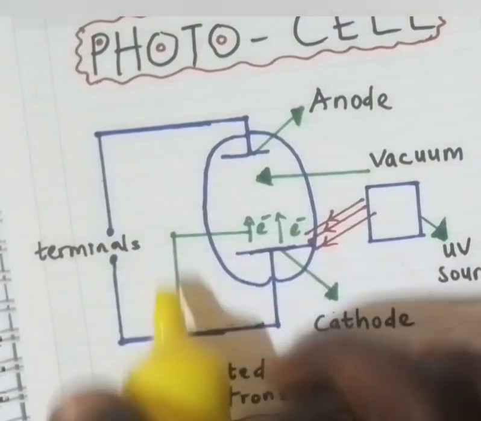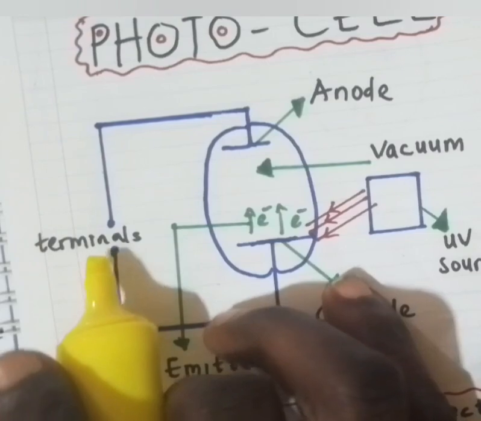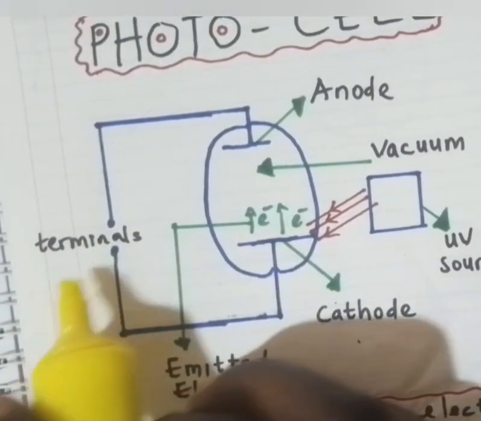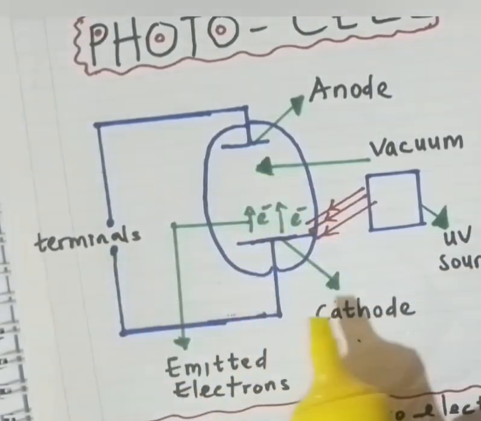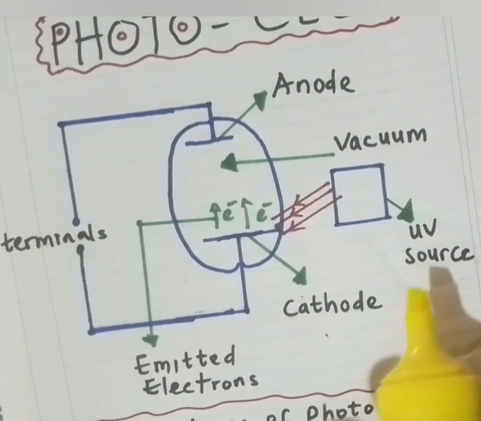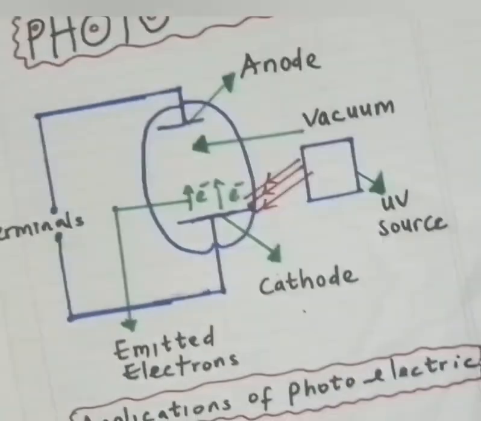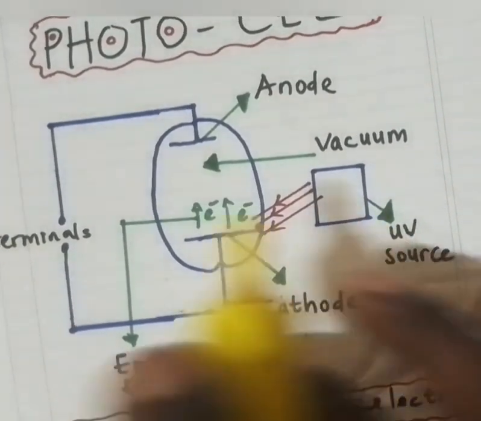Okay, so these are the ejected electrons here. These are the terminals that will be plugged to an electric source. This is the cathode, this is the anode. This place is a vacuum. Then this is a UV source. Okay, so that's the basics. That's how it works. That's the basis of the photocell.